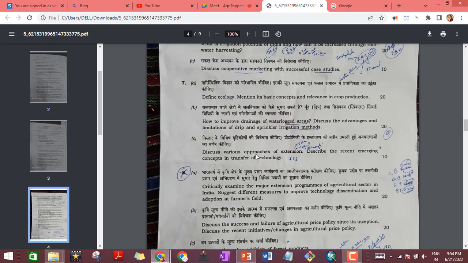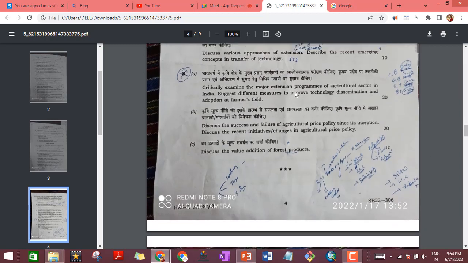Here also you can see: discuss various approaches of extension. This is a question of 2020 when we wrote that time also. This year also when I wrote, that question came. Like we have the educational approach, and recently they have started the recent emerging techniques of transfer of technology.